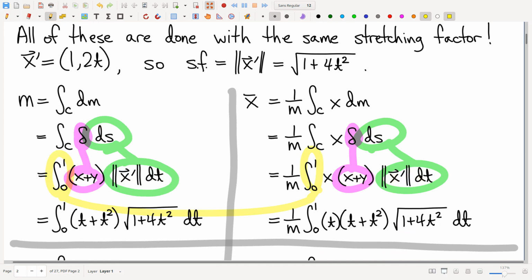The only difference in these integrals is that this one over here has an extra factor in it, this x right there, because, well, we're computing a different thing. Obviously, it's a different integral. There's going to be some difference. There it is. It's just what that x is.